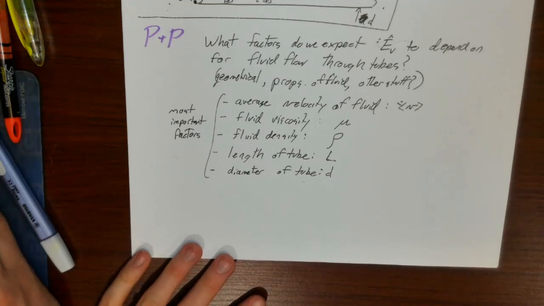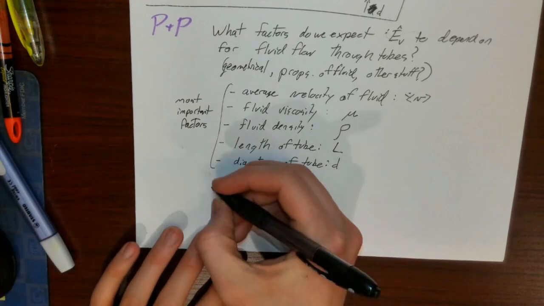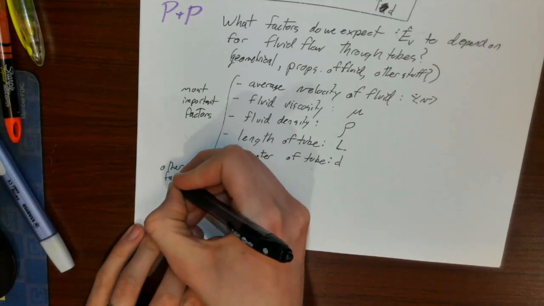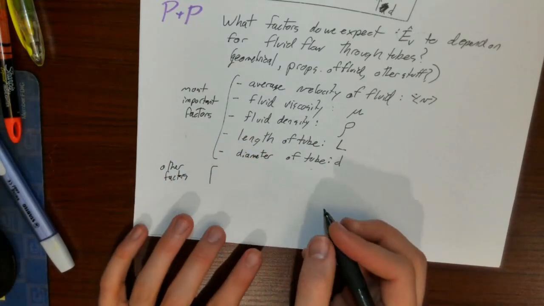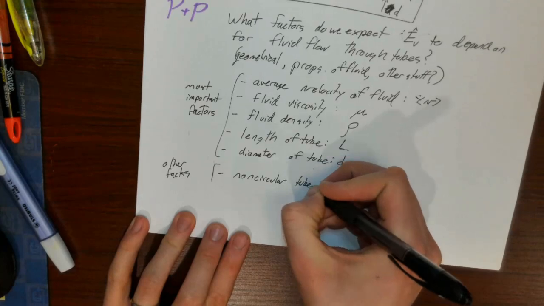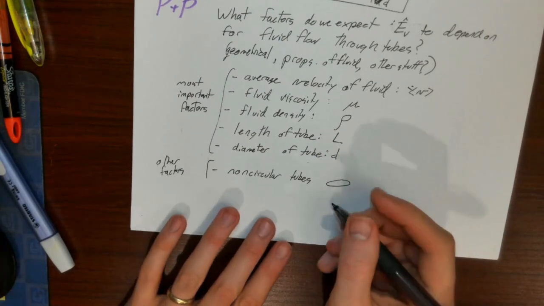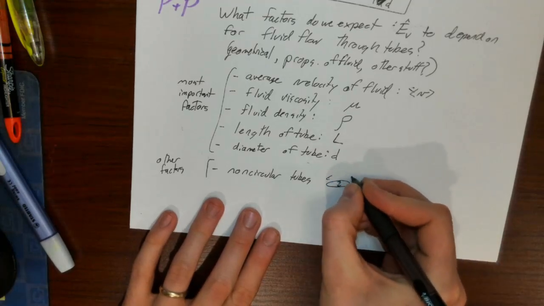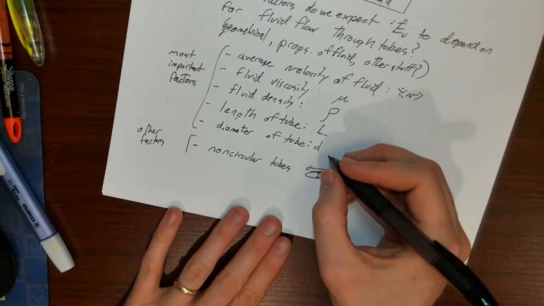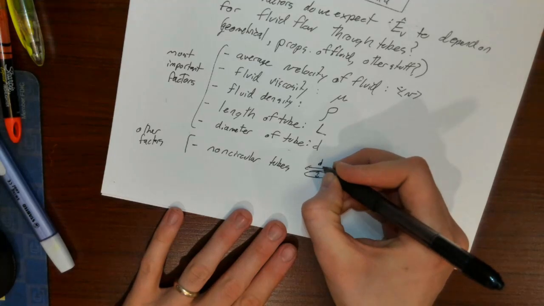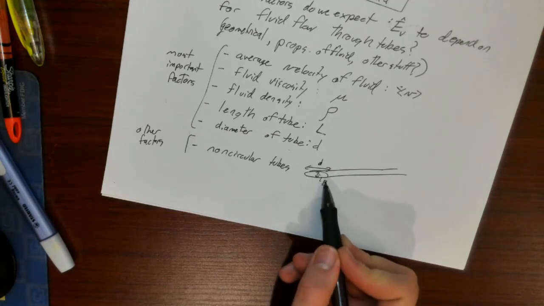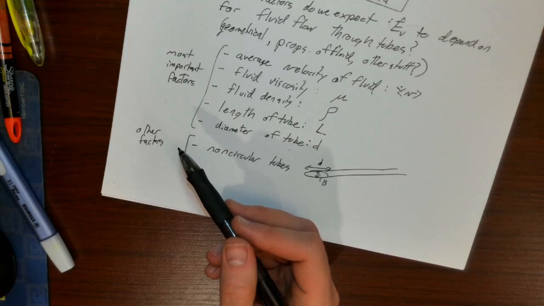It turns out there are a couple of other factors that do make a difference, in special cases. So some other factors that turn out to be important. If we have non-circular tubes, let's say some oval or something like that, it might be important to know what the major diameter versus the minor diameter is for those tubes. Both of these geometrical factors would play a role in frictional losses.